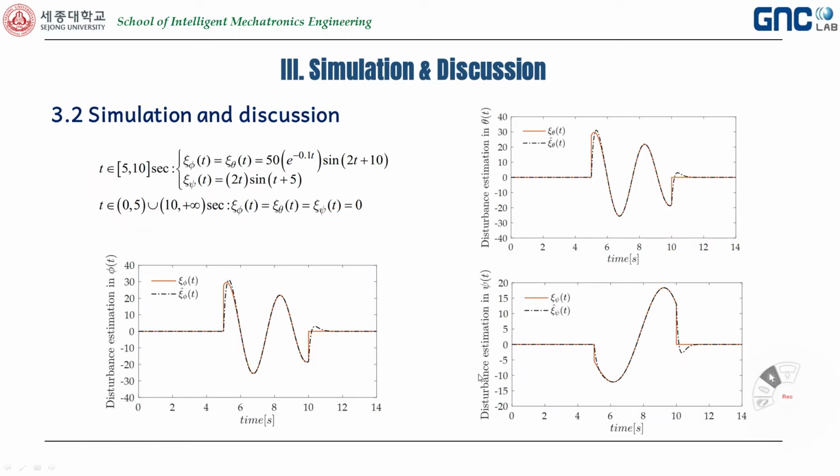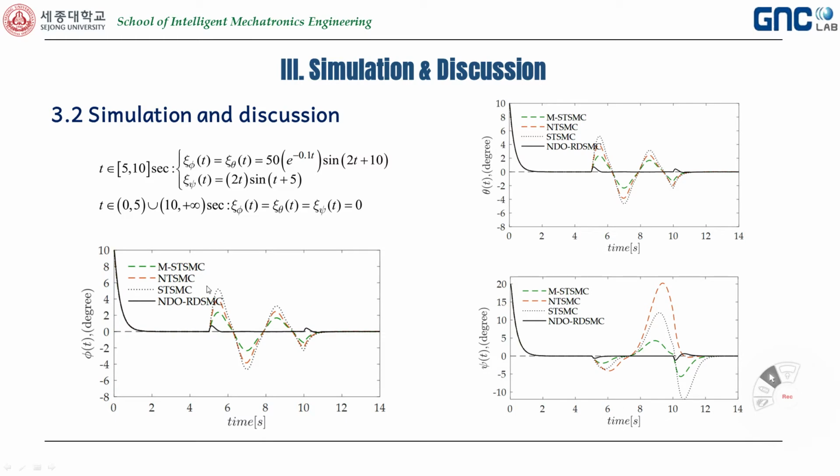This is the performance of disturbance estimation in roll dynamics, pitch dynamics, and yaw dynamics. You can take a look: the orange solid line is the real disturbance, and the black dotted line is the estimated value. The estimated value closely tracks the real value, so you can see this is a good performance.